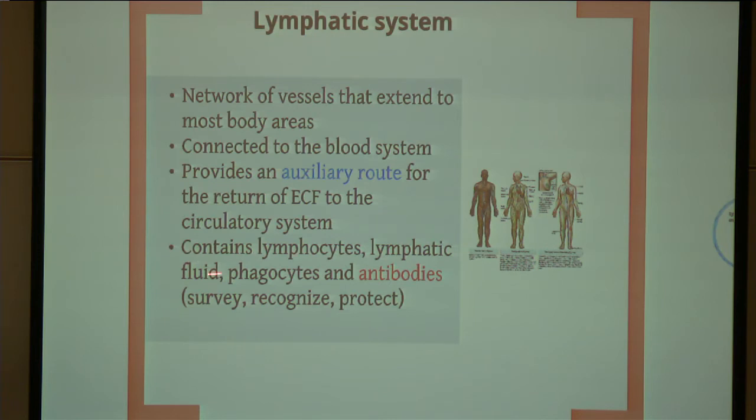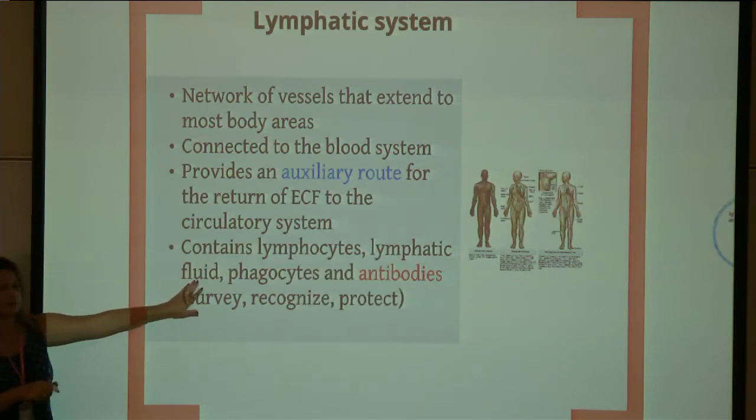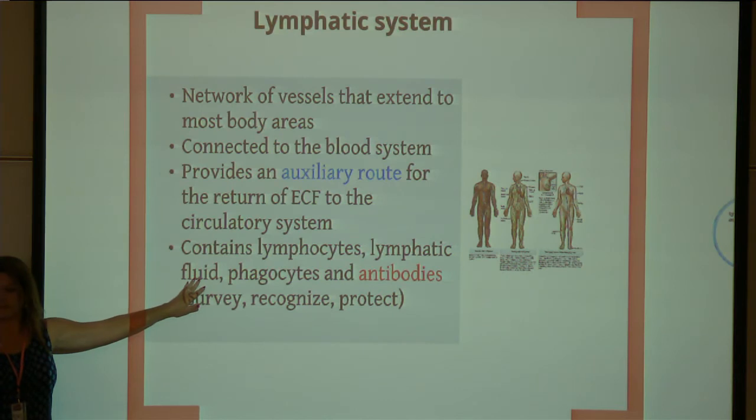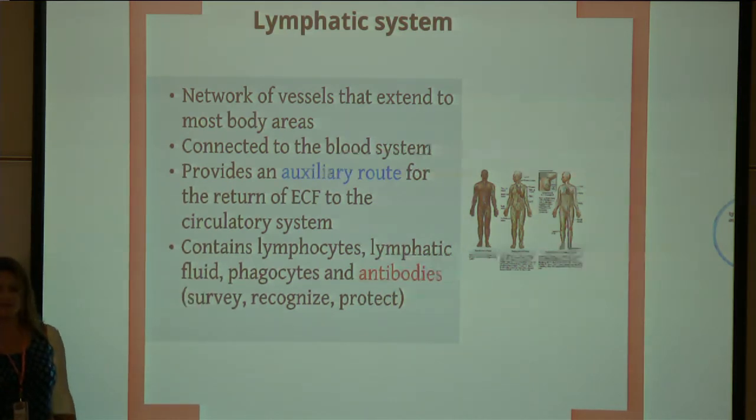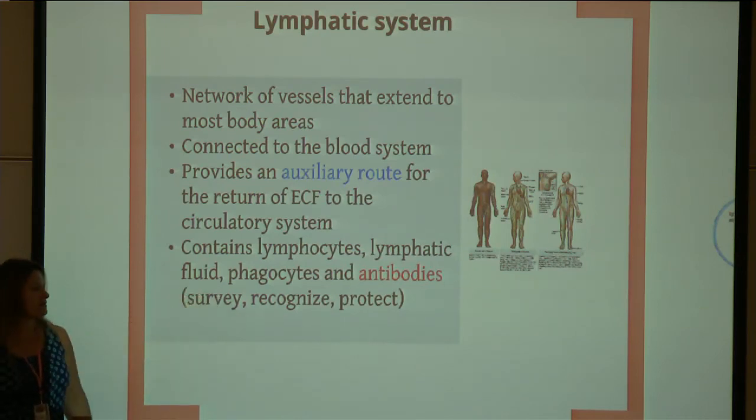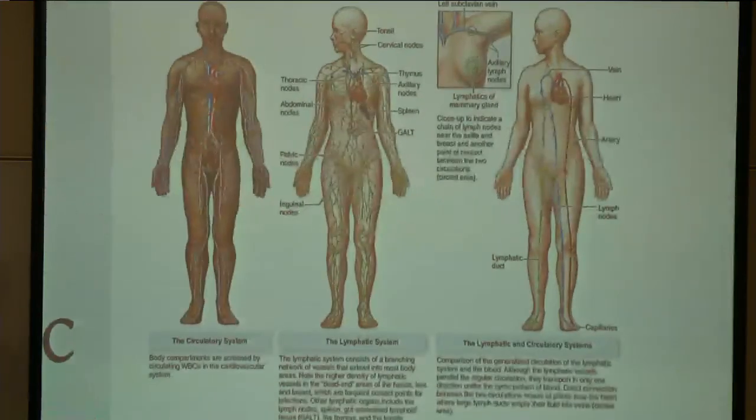Okay, so here you can see what you find along the system: lymphocytes. So your B cells, your T cells, your specific immune response, and lymphatic fluid, which is just called lymph. It's just like the plasma in your blood. Phagocytic cells, also looking at antibodies that get produced. Just a picture showing the circulatory system, lymphatic system, and then how they're integrated together.